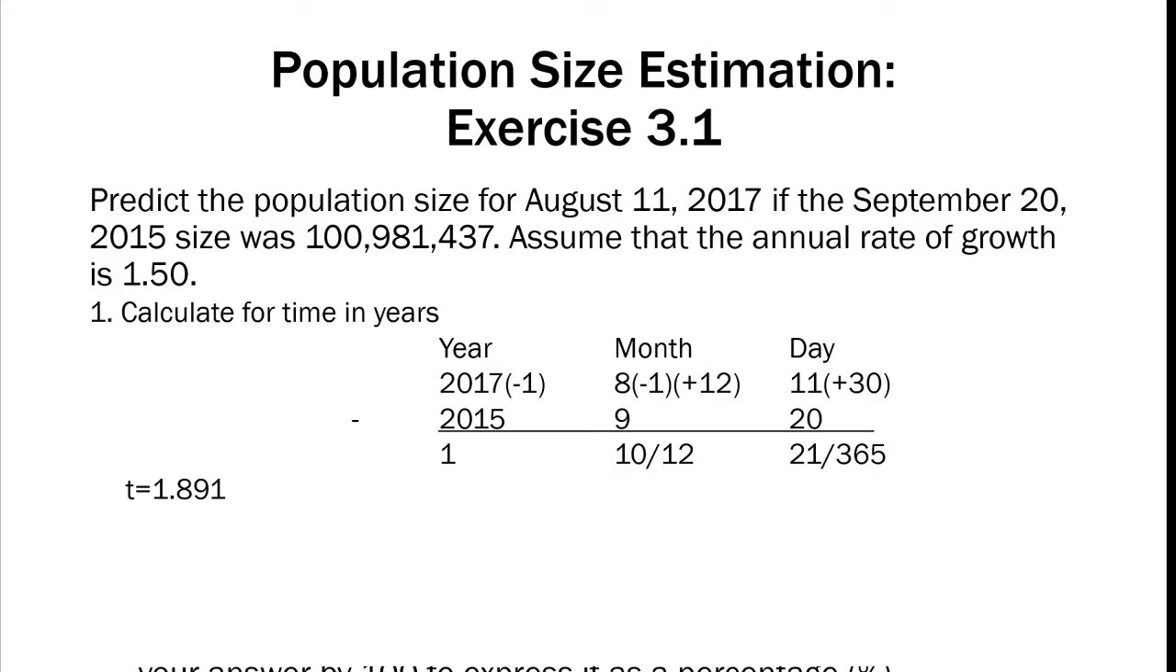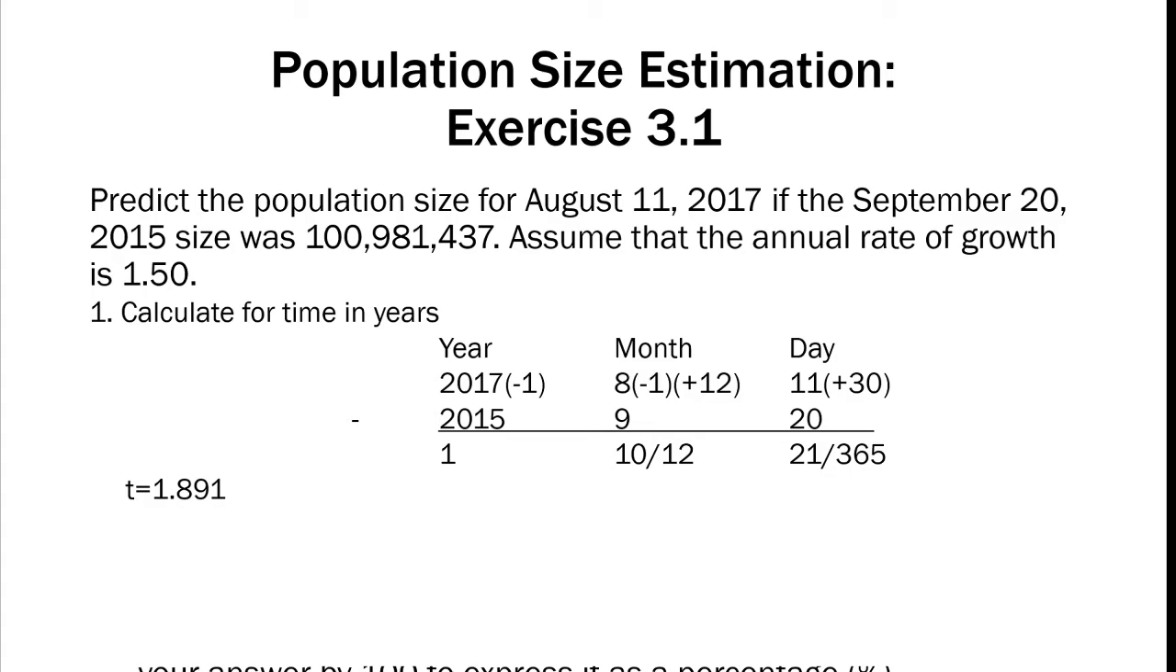Okay, we know that these are not yet our final answers, so we should be adding them up for us to be able to express them in years. So we do 1 plus 10 over 12 plus 21 over 365. Okay, let me do that in your calculator. 1 plus 10 over 12 plus 21 over 365. And that would give us 1.890867, so on and so forth.